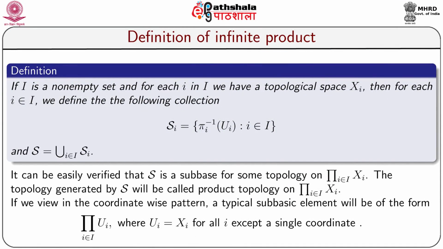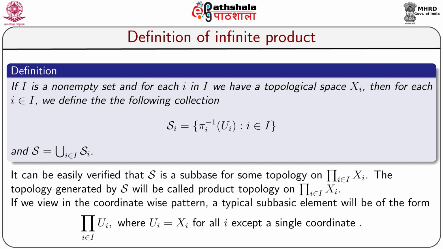Now we try to define infinite product in the following manner. If I is a non-empty set and for each small i in capital I we have a topological space X_i, then for each i belonging to I we define the following collection: script S_i is equal to {π_i inverse (U_i)}, where U_i is open in X_i, and let us take script S to be the union of script S_i such that i belongs to I.